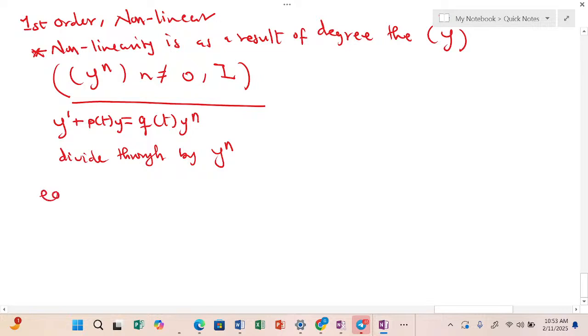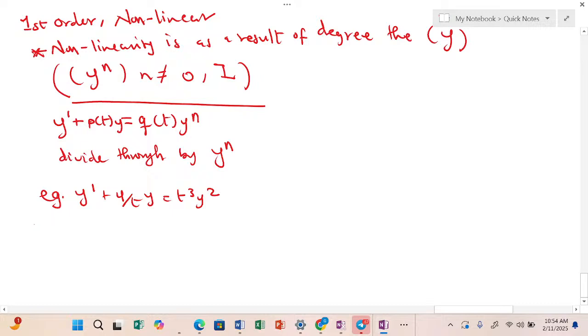So an example. Let me say we have this example: y prime plus 4 on t y is equal to t to the power 3 y squared. So let's do a quick examination. We could see that it's of first order, because we only have y prime, that's the first derivative. But this equation is not linear, and the non-linearity is as a result of the y squared. Therefore, this is a Bernoulli equation.